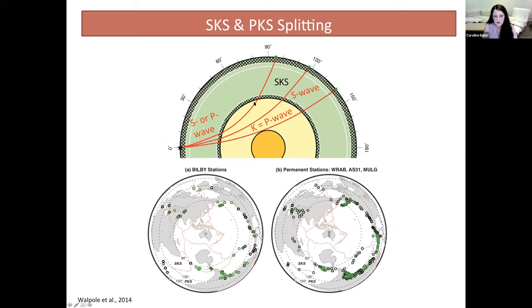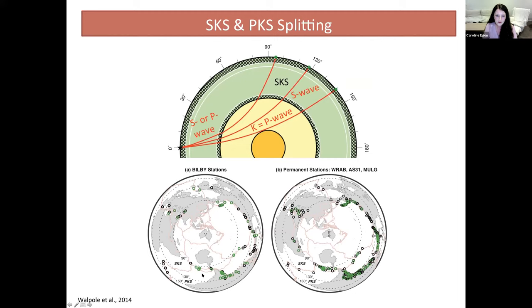Then they travel through the outer core as a P wave, because the outer core is a liquid. And seismologists, we denote that with the letter K. And then they exit the outer core and travel through the upper mantle beneath the seismic stations as a shear wave. And then they tell us about the anisotropy in the upper mantle beneath the seismic stations. So we think that the upper mantle is the main region of the Earth where seismic anisotropy develops.